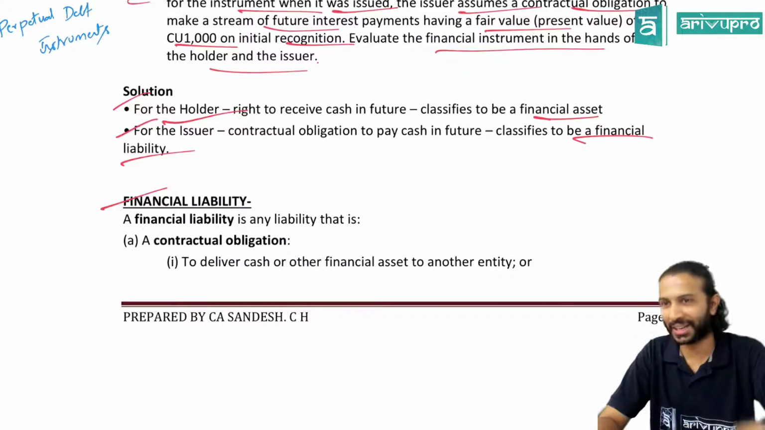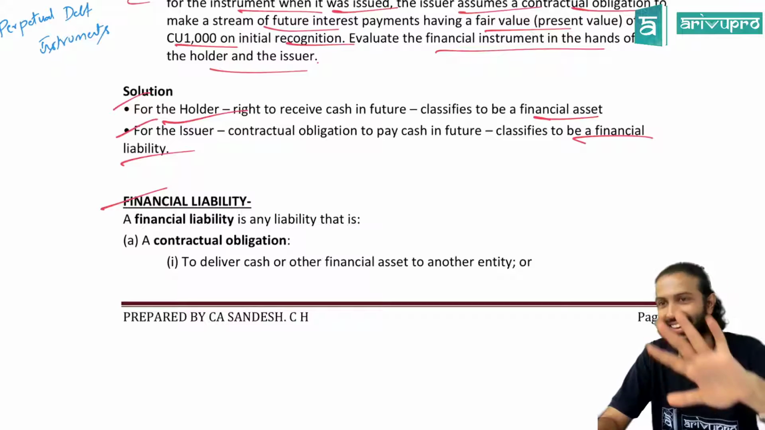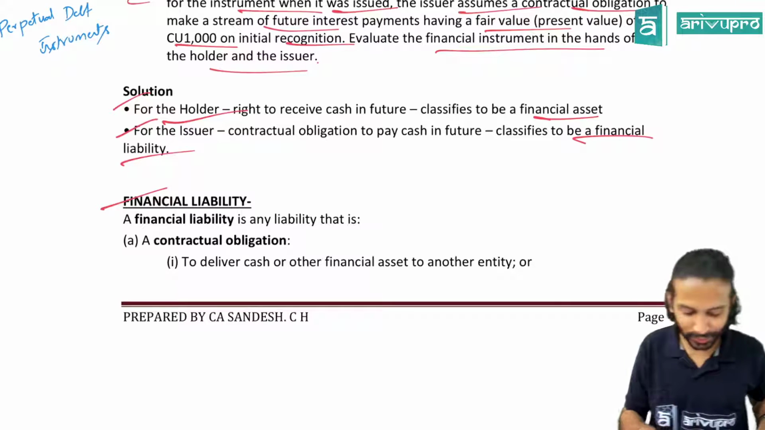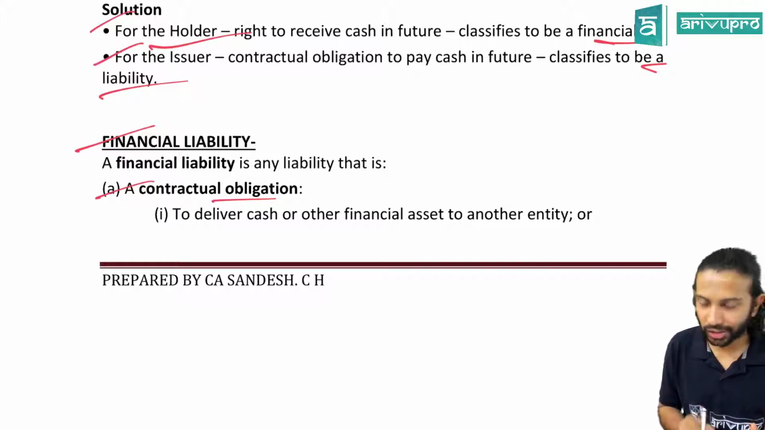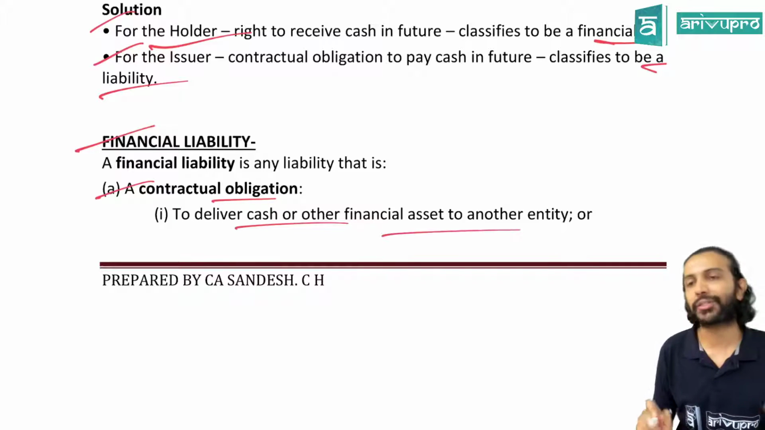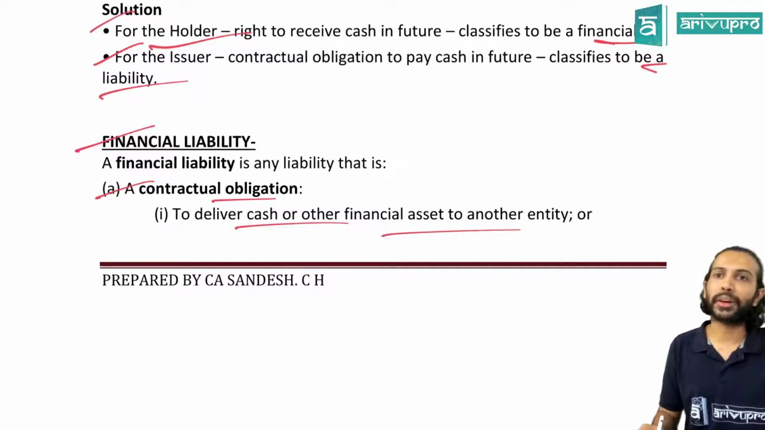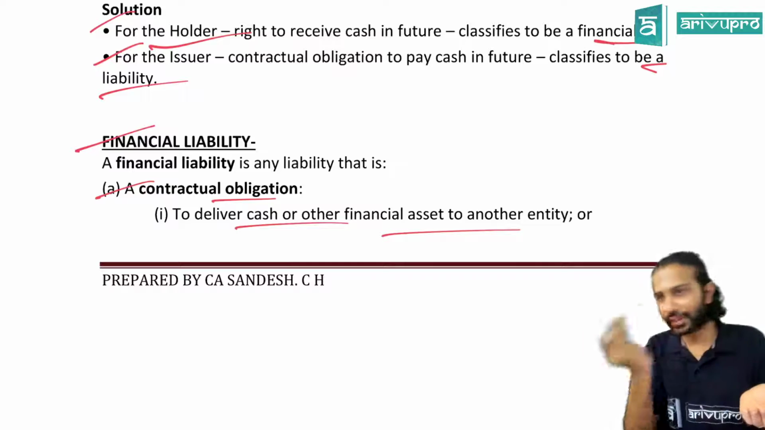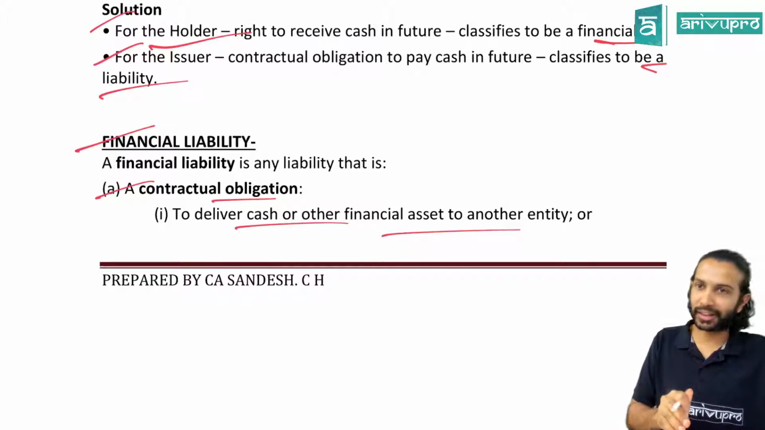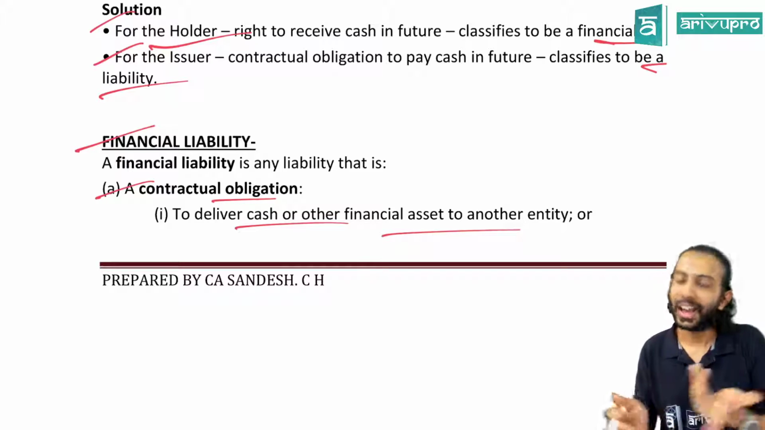You can't deliver a financial liability. To settle a financial liability, either you have to give cash or some other asset in return. That means what will be the first component? Financial liability is a contractual obligation to deliver cash or other financial asset to another entity. That is one. Correct. Next, what was the fourth component there under financial asset? To exchange financial asset or financial liability under favorable conditions. Here it will be exchanging financial asset or financial liability under unfavorable conditions.